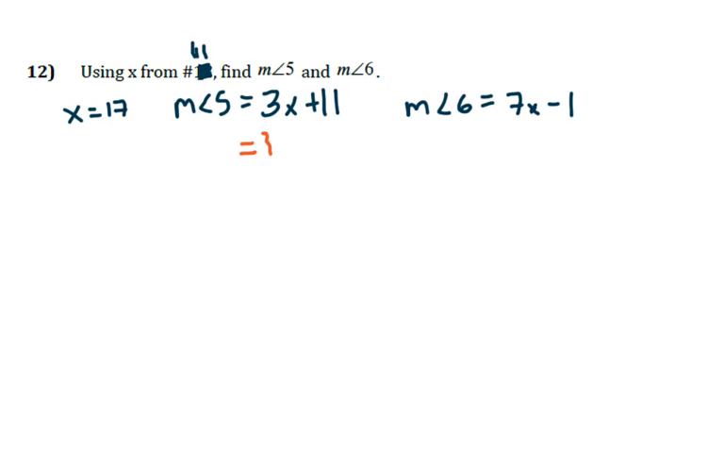So we have 3 times 17 plus 11 for the measurement of angle 5. 3 times 17 gives us 51.